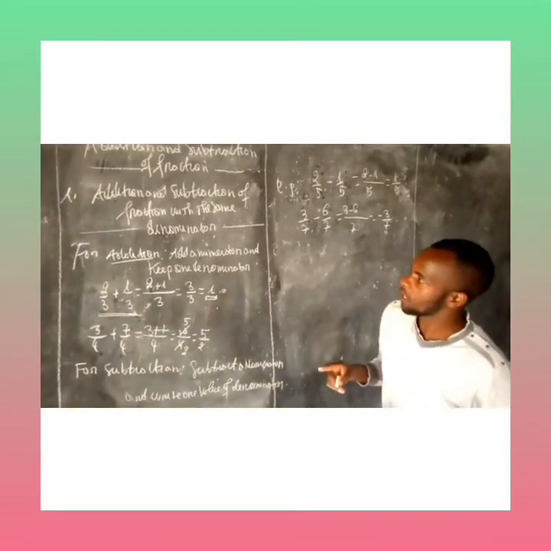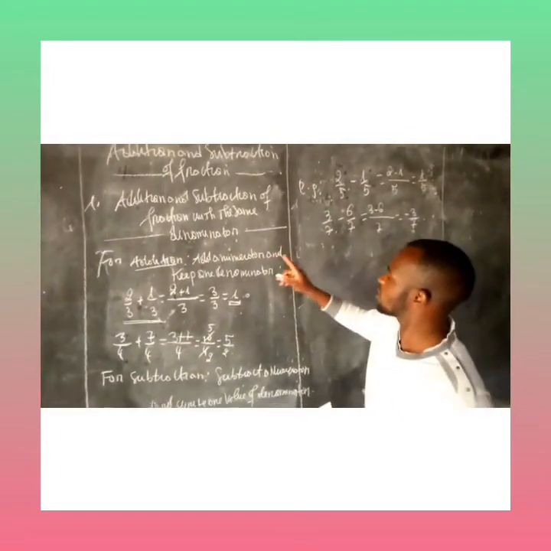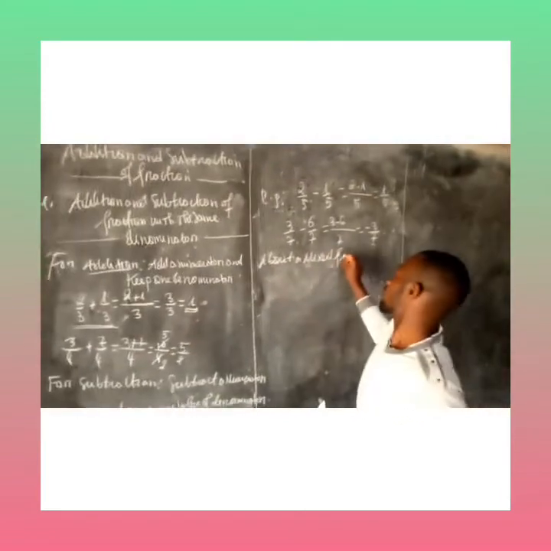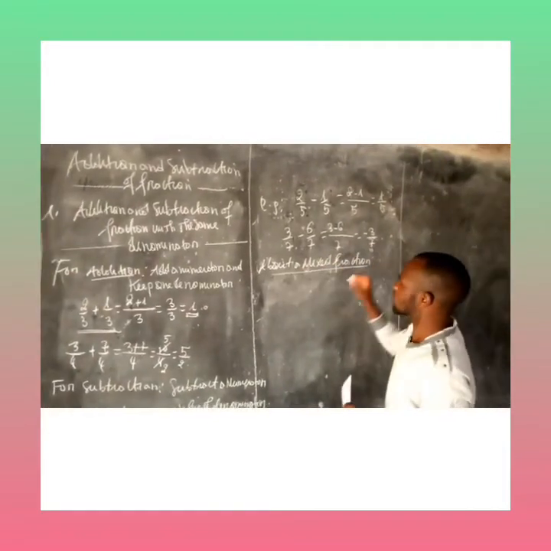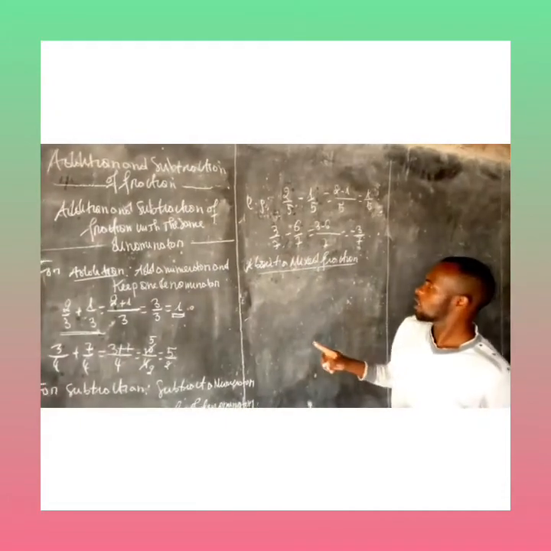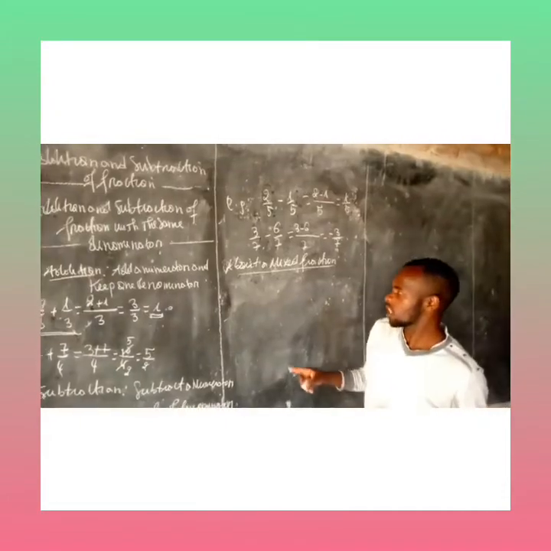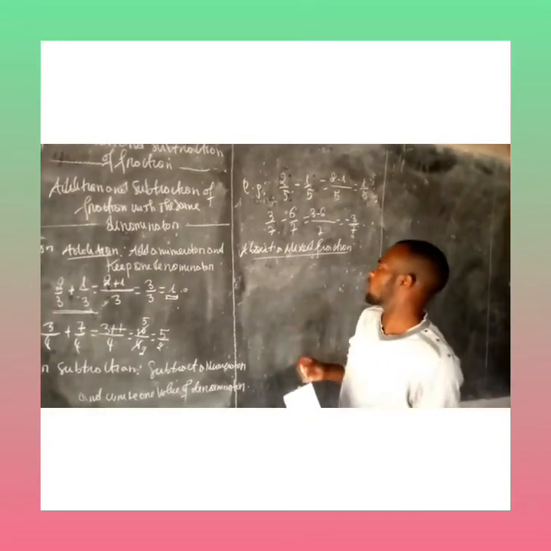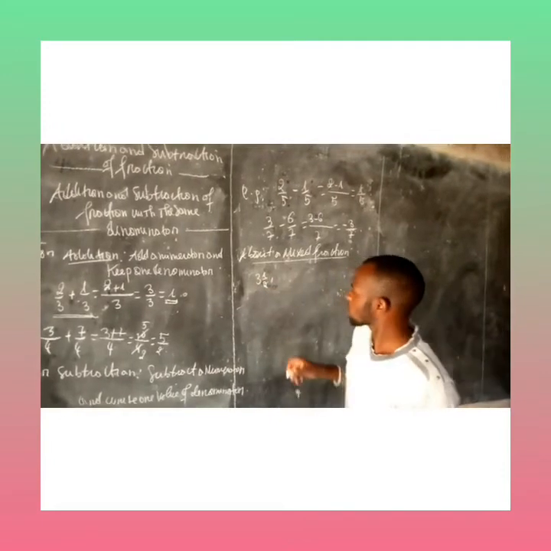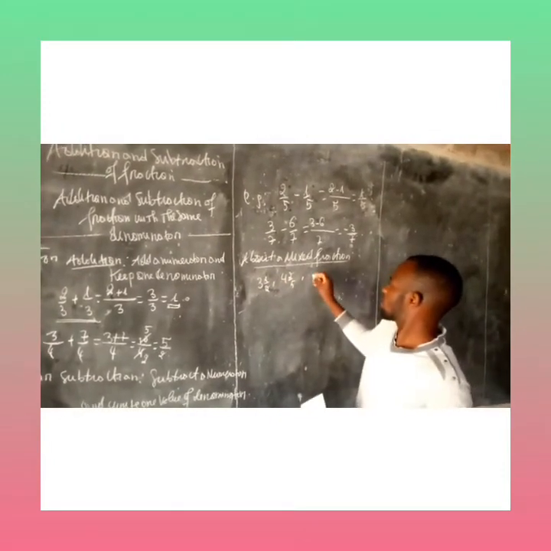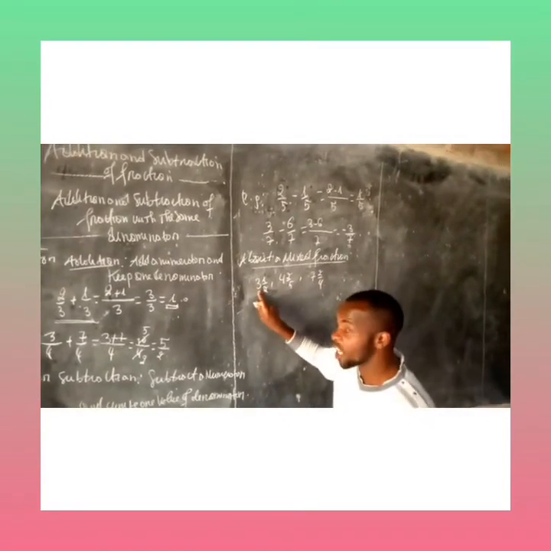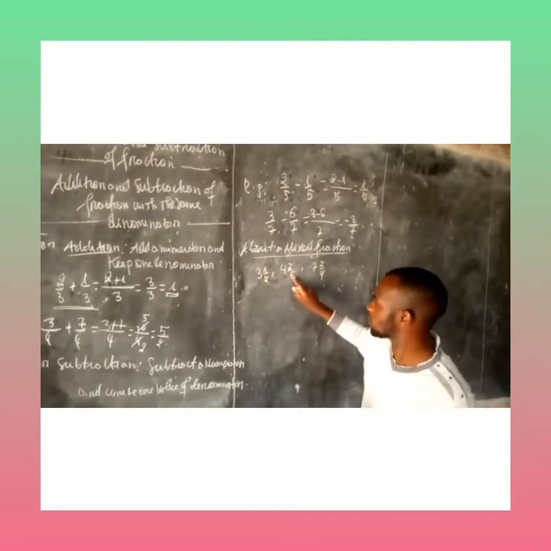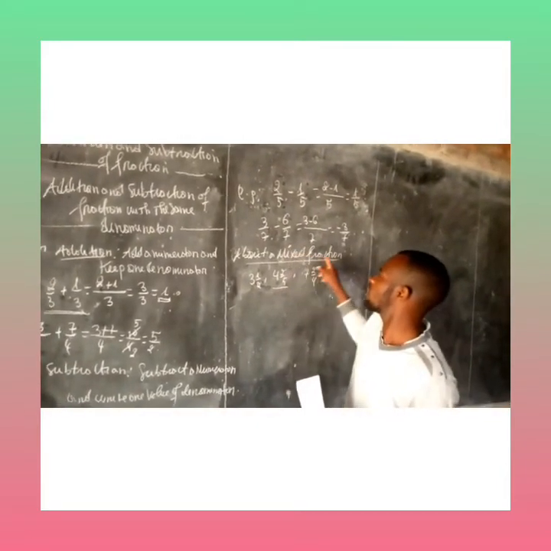Another thing you have to know here is the mixed fraction. A mixed fraction is any fraction which has a whole and a fraction. Examples of a mixed fraction: 3 and 1 over 2, 4 and 2 over 5, 7 and 2 over 4. Here 3 is a whole, while 1 over 2 is a fraction. 4 is a whole, while 2 over 5 is a fraction. This is what you call a mixed fraction.